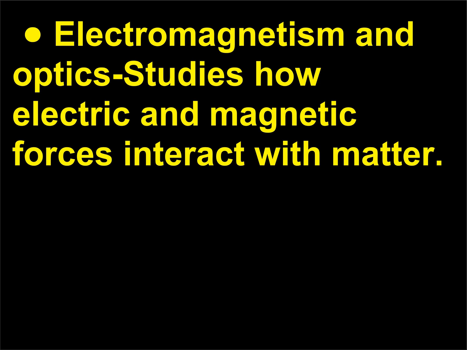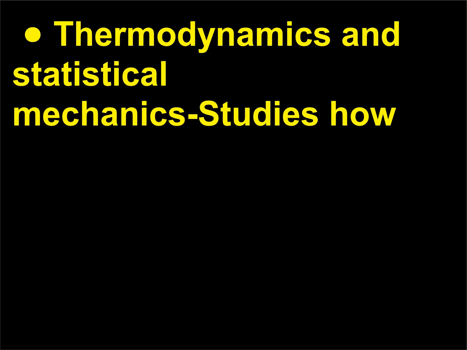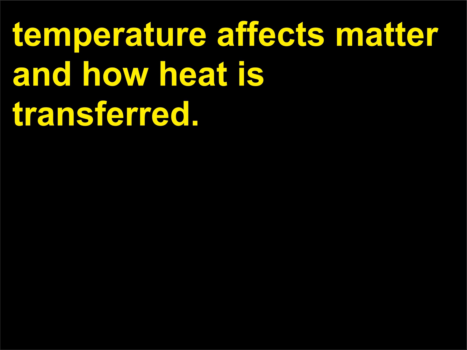Electromagnetism and optics studies how electric and magnetic forces interact with matter. Light is a type of electromagnetic wave and so is a part of electromagnetism. Thermodynamics and statistical mechanics studies how temperature affects matter and how heat is transferred.